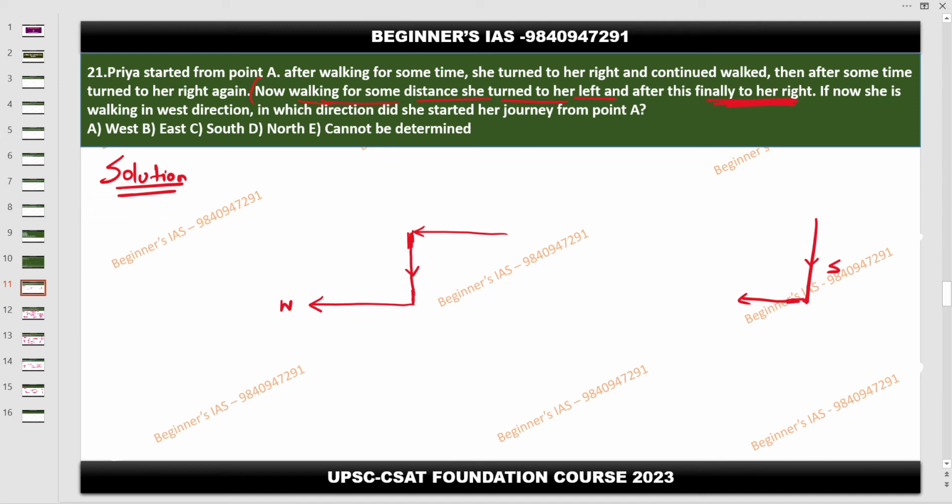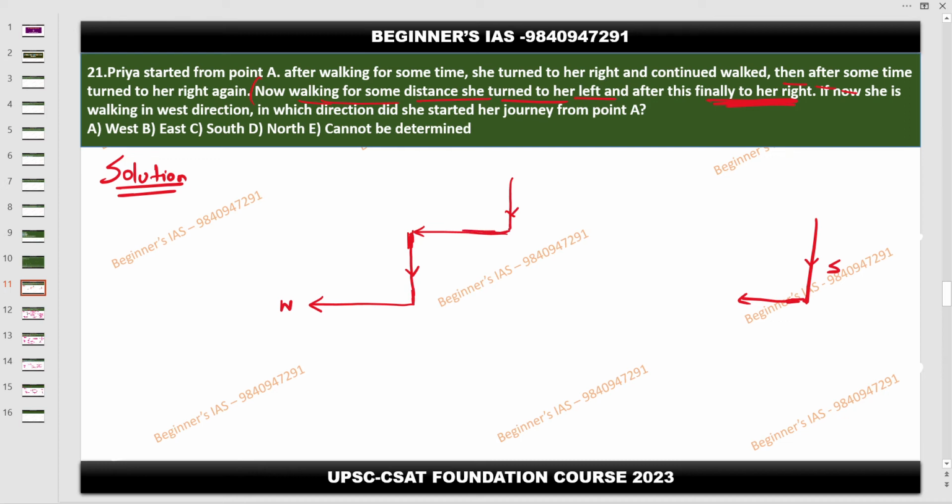Everyone, we have done up to this. Then move on to the previous one. After some time she turned her right. Right means she has to come in this direction. Then only this is going to be her right.